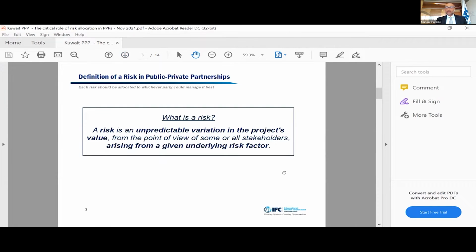So let me go straight into this. What is a risk? A risk, for me, is an unpredictable variable factor in a project's value, from any stakeholder's point of view, arising from an underlying risk factor. And I think the PPP 101 for me really is each risk should be allocated to the party which is best suited to manage this risk. This is the principle of risk allocation, and I will try to demonstrate in the next few slides how and why it's important to do that.